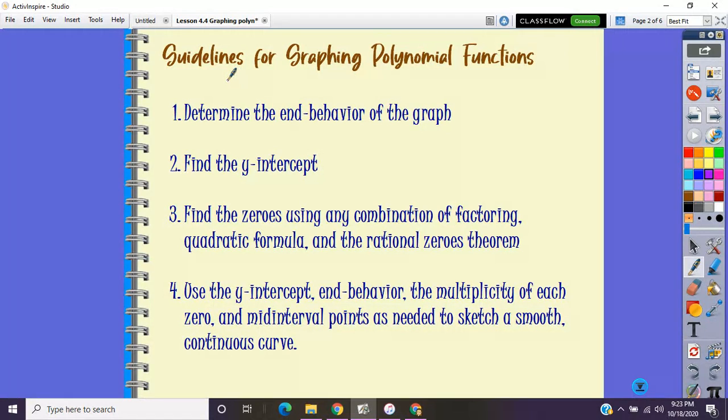So our first step is to find the end behavior. If we can figure out what the ends are doing, that helps us actually determine the directions of our graph. Number 2, find the y-intercept. Number 3, find the zeros using any combination of factoring, quadratic formula, or the rational zeros theorem, also known as the rational roots theorem. And then step 4 is to use all of these different things, as well as the multiplicity of each zero, and some other points to actually sketch a smooth continuous curve.